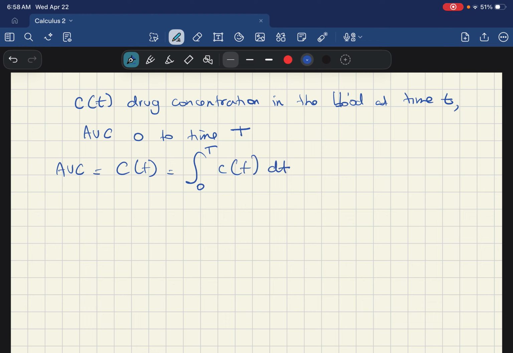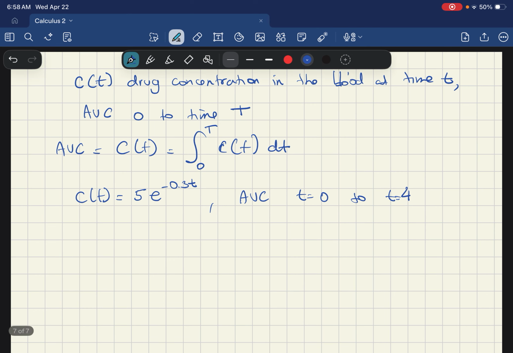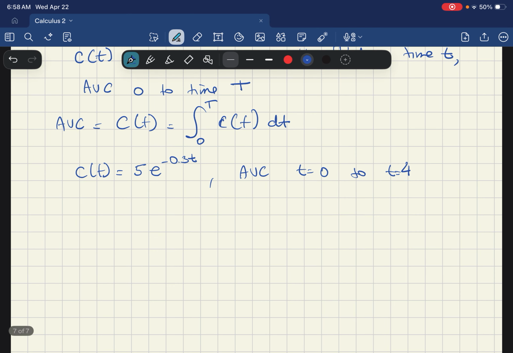So let's say we have a specific problem where C of t is equal to 5e to the negative 0.3t, and we want to find the area under the curve from t equals 0 to t equals 4. So we want to know the total concentration between 0 and 4 hours, or maybe 0 and 4 minutes. So we do the integral from 0 to 4 of 5e to the negative 0.3t dt.